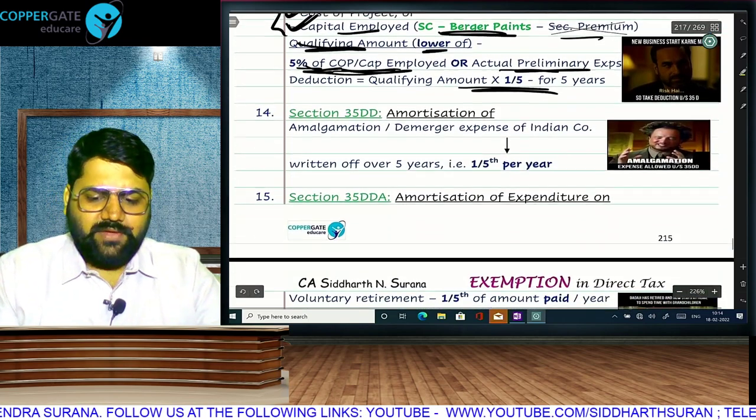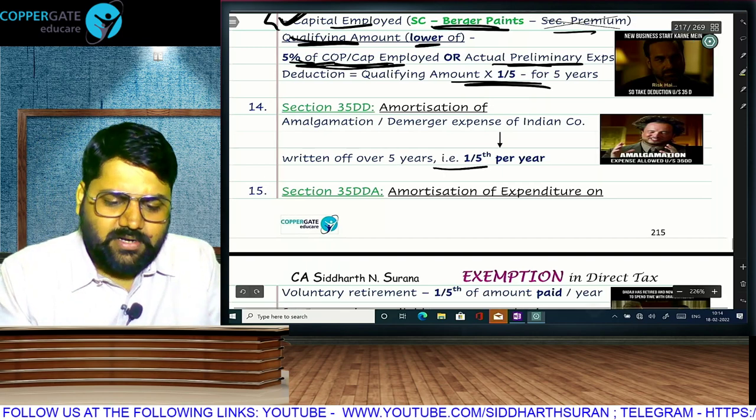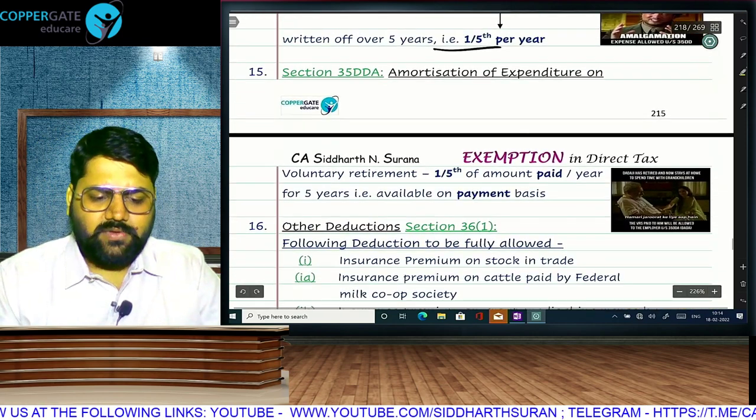That is 35D. Amortization of amalgamation expenses: no limit. 1/5 deduction over a period of 5 years.